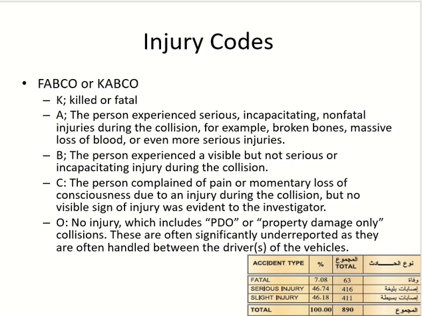Then we have B, which is not a serious injury, but it's visible. You can see the cut, the blood, or the scratch or whatever, but the person can still stand and walk. Then we have type C, your type, the one for which you bring the medical excuse.